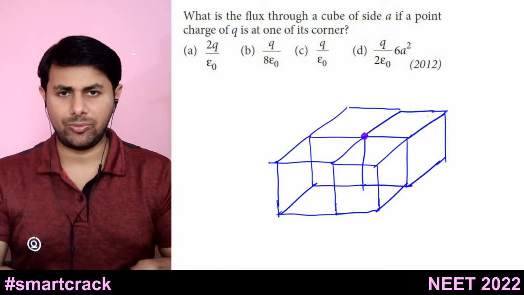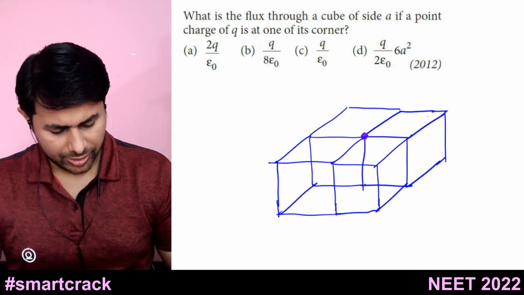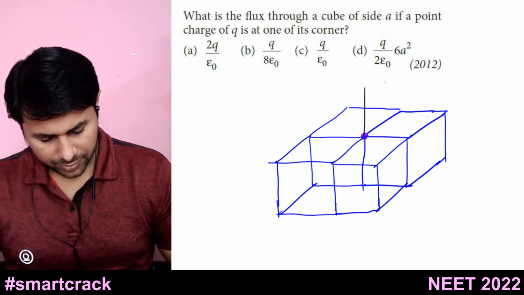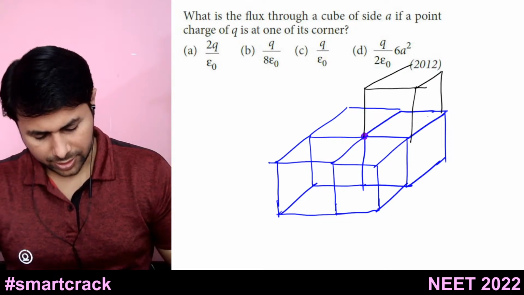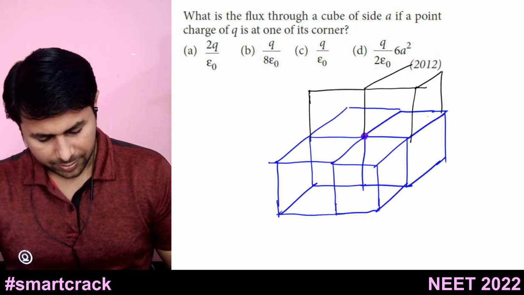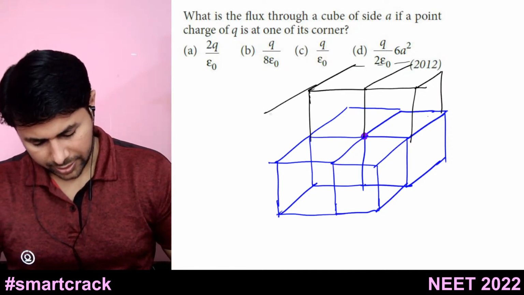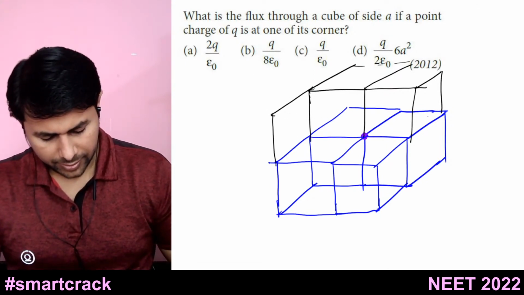So if you keep 4 more cubes like this, let's use a different color because we will not be able to see it otherwise. So I keep 4 more cubes. So this is one, this is second, this is third. Bear with my drawing like this.